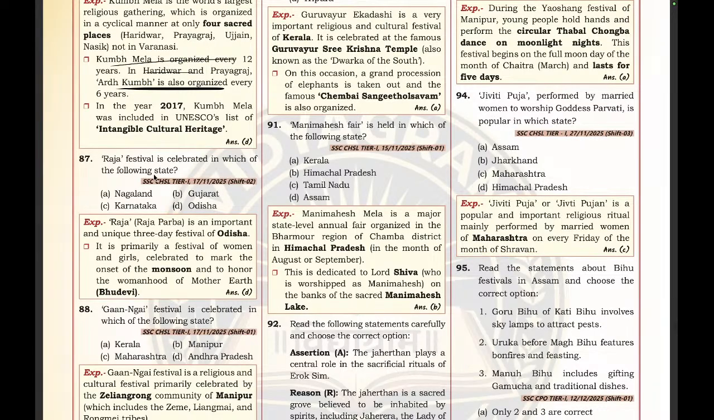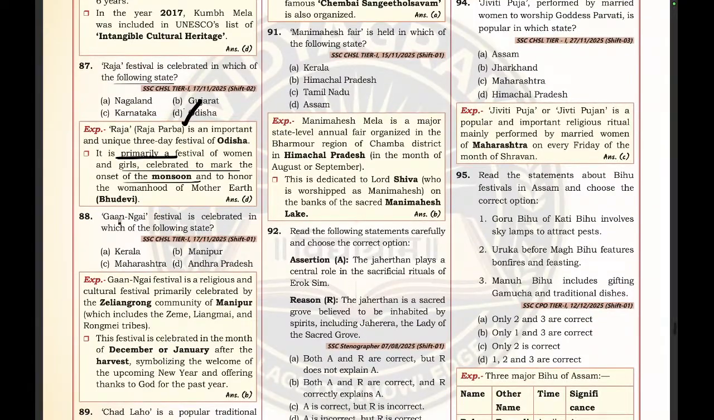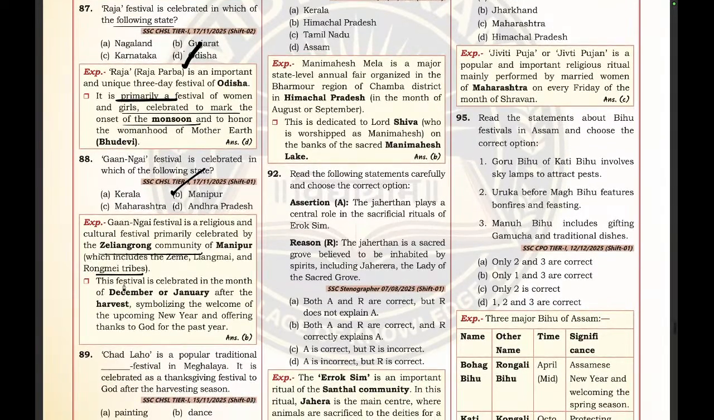Raja is a festival in which of the following states? So Raja, it is looking like Raja Parba. Yes, okay. Primarily, it is an easy question. Next, Gaan-Ngai. Ngai, and these are related to Manipur. Okay, which include Zeliangrong, Liangmai and Rongmei tribes. This festival is celebrated in the months of December and January.